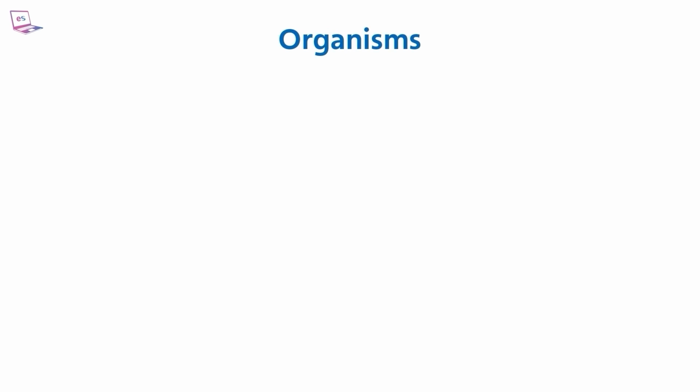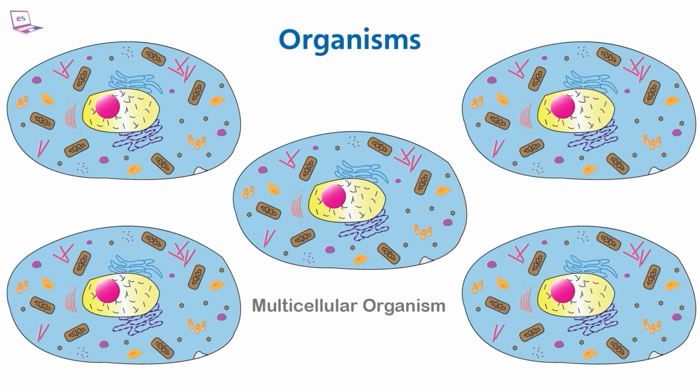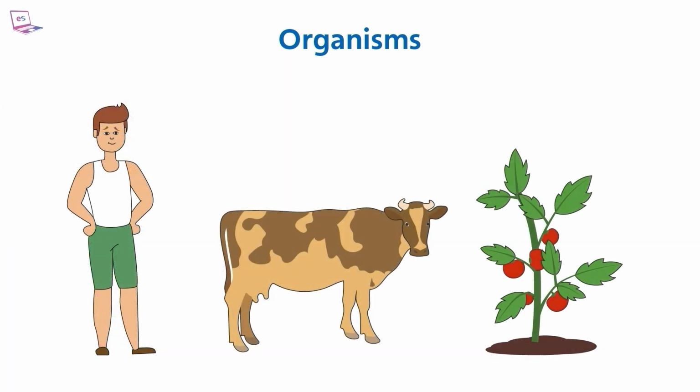Organisms. Any individual form of life that can grow and reproduce is called an organism. If an organism contains only one cell, it is called a unicellular organism. The organisms that have a lot of cells are called multicellular organisms. Humans, animals and plants are multicellular organisms.